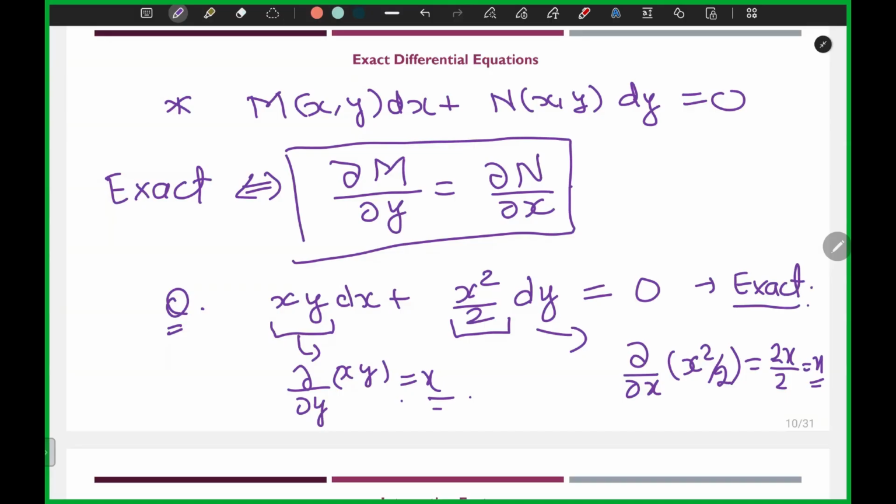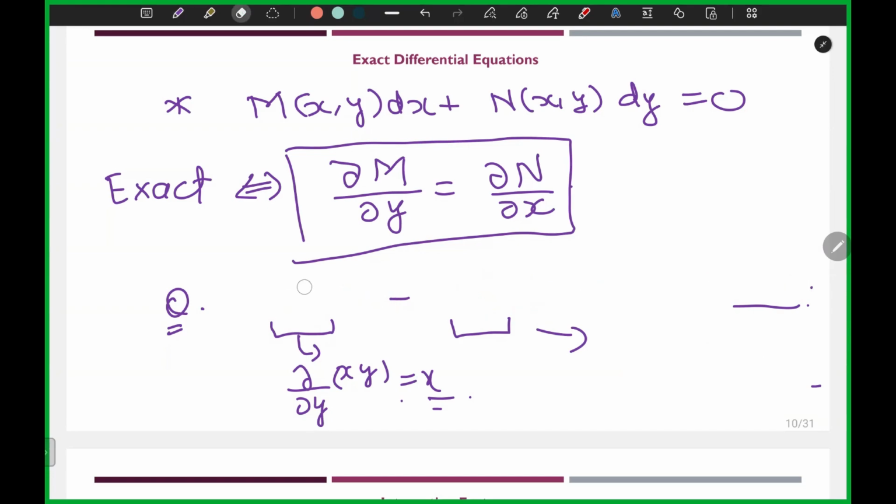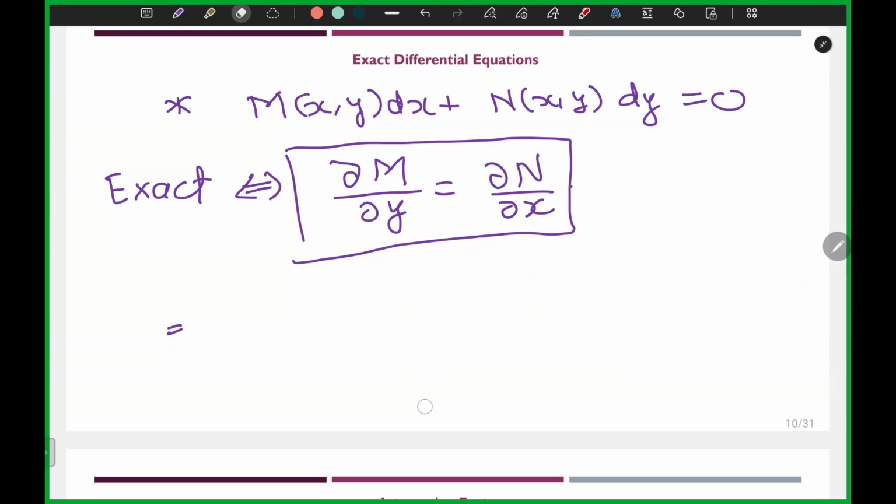Right. Now let me use the eraser. And once you know that this is an exact differential equation, how do you define its solutions? Anyone? I am saying that it is an exact equation, then how do you define its solutions?